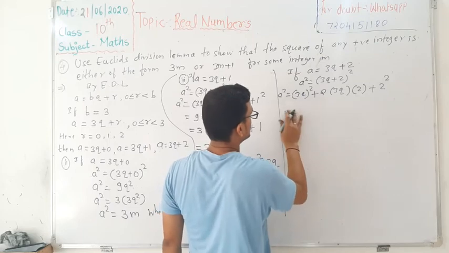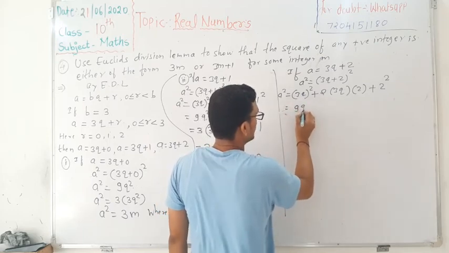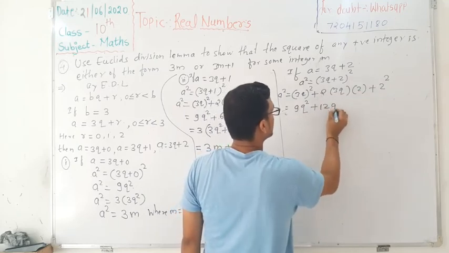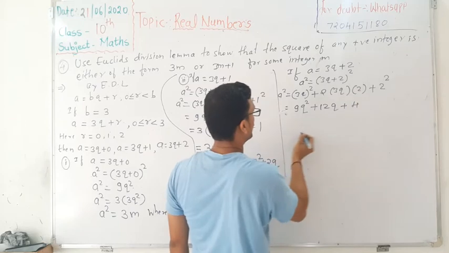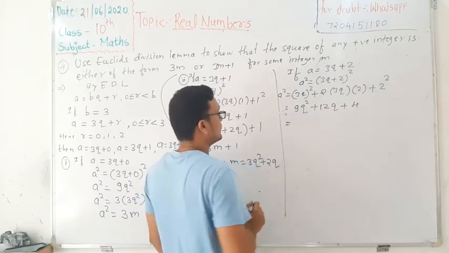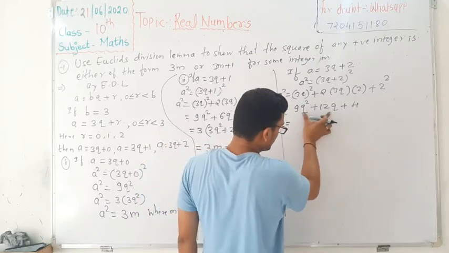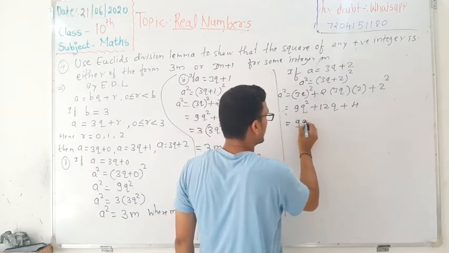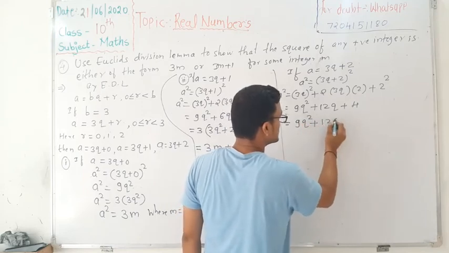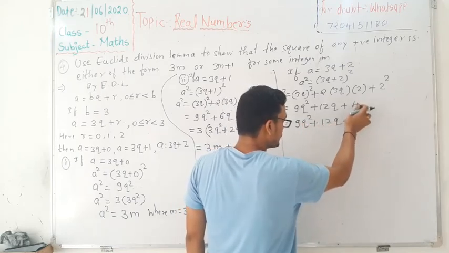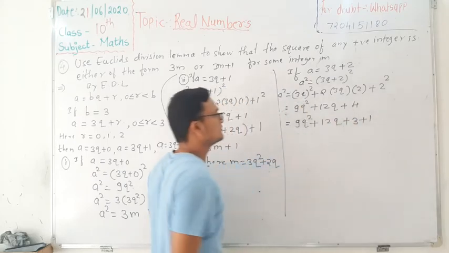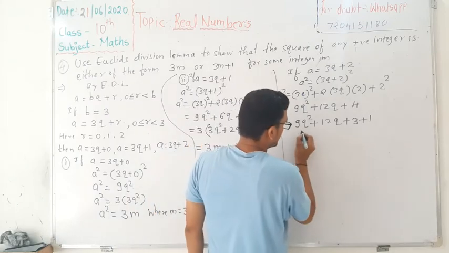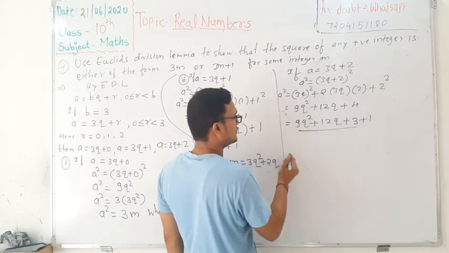So how much is it? 9q square plus 2 3 is 6, 6 2 is 12, 12q plus 2 square is 4, which is equal to. Now if you observe among these two numbers, I can take out a common factor, but here 4 is there. I will write this as 9q square plus 12q plus, and this 4 can be written as 3 plus 1. We can split that number 4 as 3 plus 1. Now you can check that among these three numbers, 3 will be common.